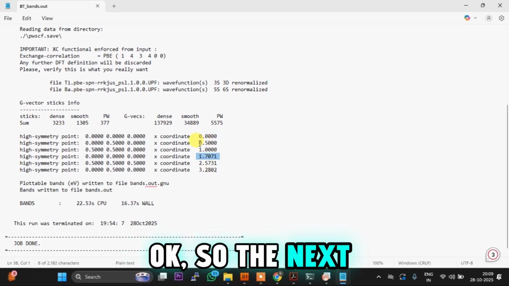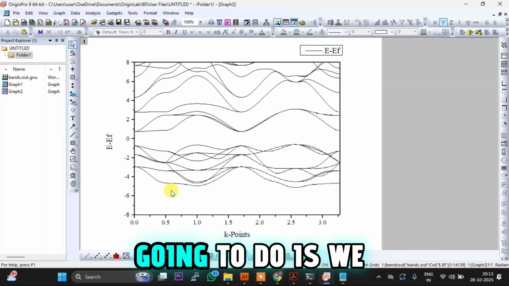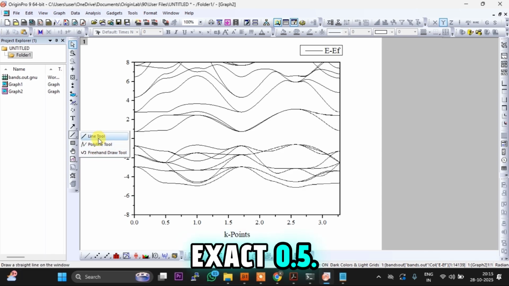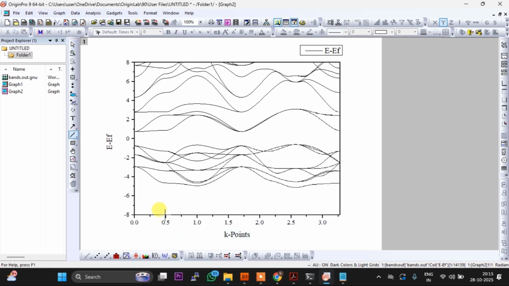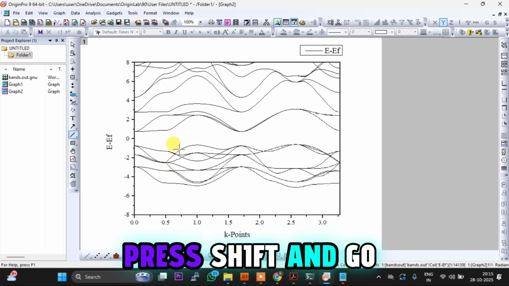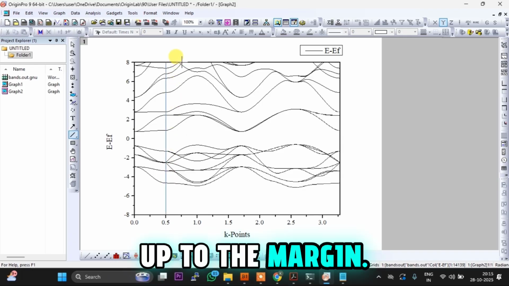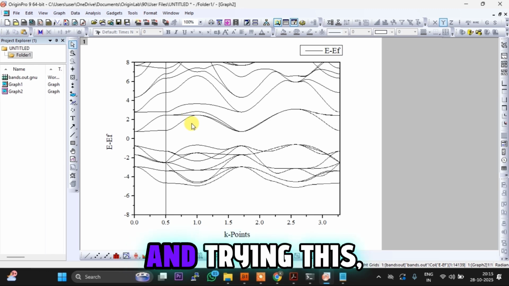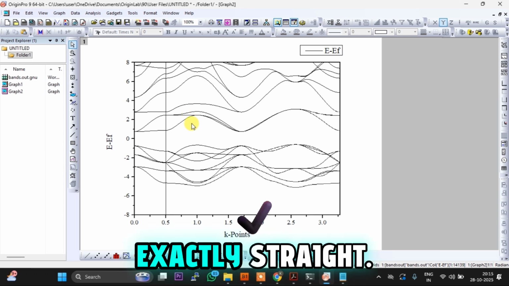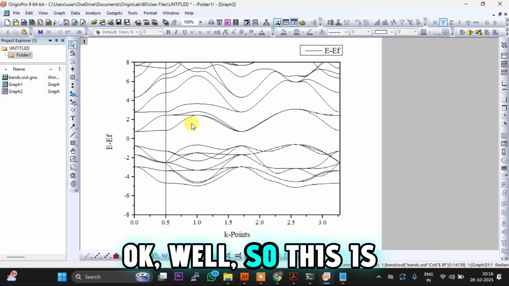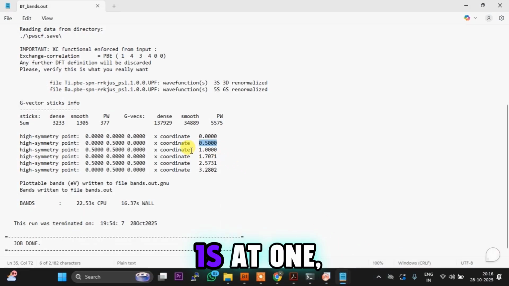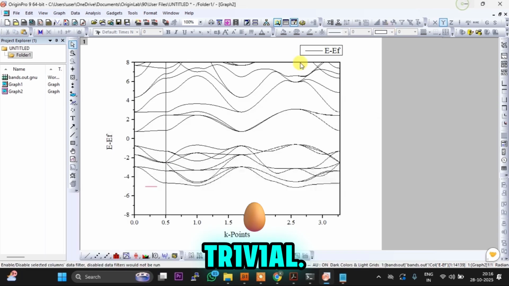Okay. So the next point is 0.5. What we are now going to do is we are going to draw a straight line at exact 0.5. Okay. So take this line tool, go to 0.5, press shift and go up to the margin. Okay. So when you are pressing shift and drawing this, it is going to be exactly straight. Okay. Well, so this is done. Now the next point is at 1. So that is also trivial, no big deal.